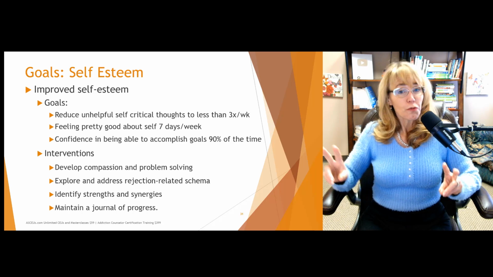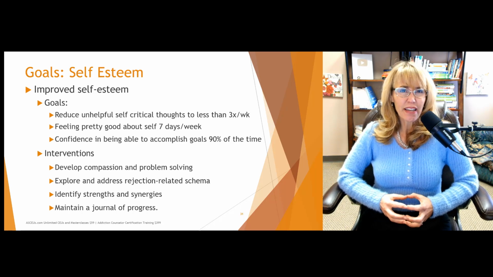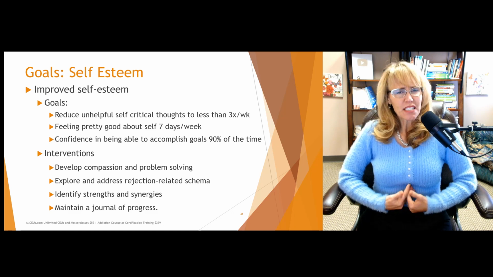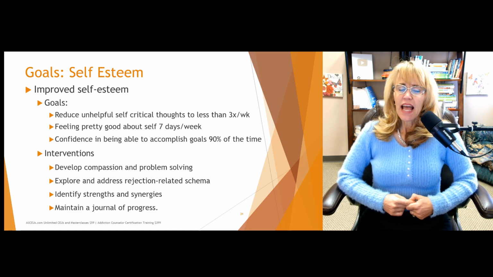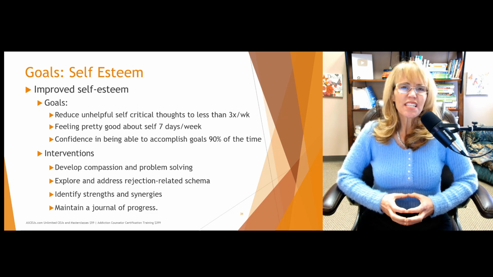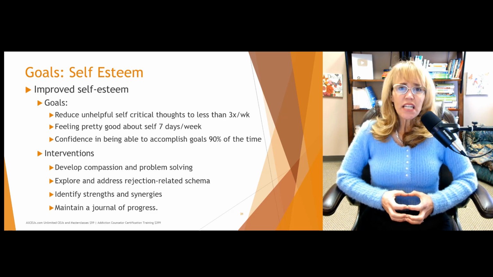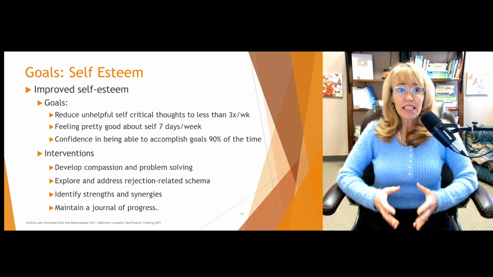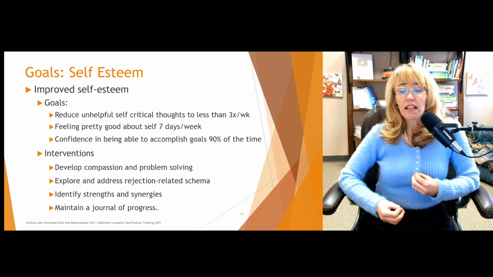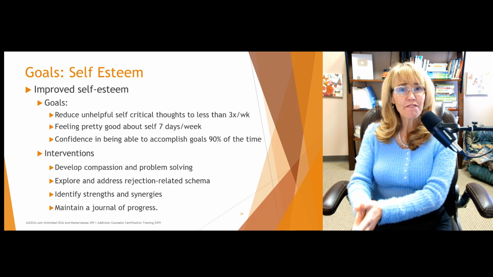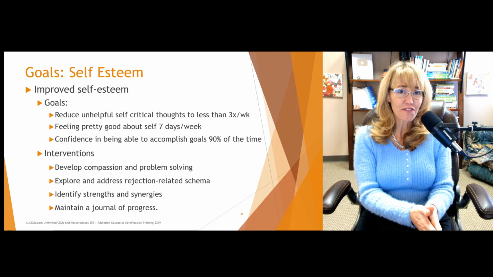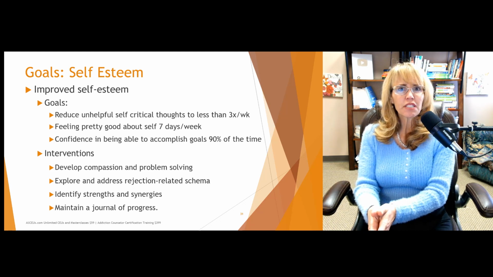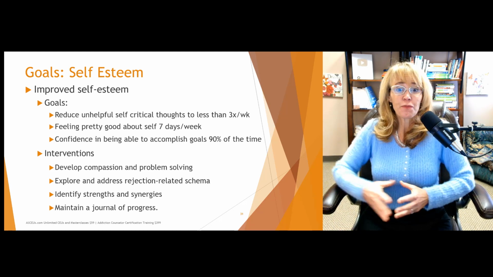Another goal could be to feel, quote, pretty good about yourself 7 days a week. Now, I know I didn't quantify that one, but if somebody can say, yeah, every single day I felt pretty good about myself, I'm happy with that. And developing confidence in being able to accomplish goals 90% of the time. I try not to put anything at 100% of the time because nobody's perfect. So 90% of the time is really good. And that is important. This is another thing that you may have to build up to. If the person has very little self-confidence, then having confidence in being able to accomplish their goals 50% of the time. When they can regularly do that, then 60% of the time, and build up from there.